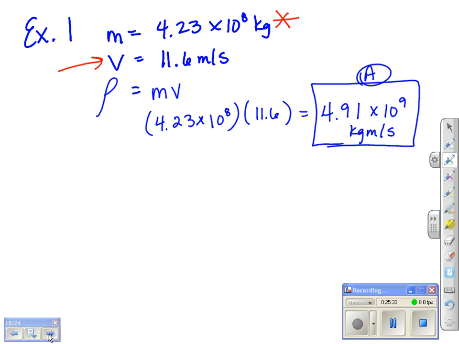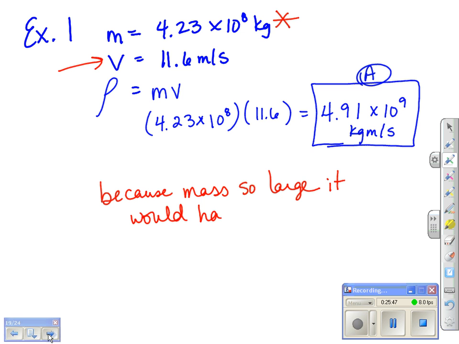All right. So because the mass was so large, it would have been pointless. Might not have been pointless, but it wouldn't have helped a lot. All right. So that would be your answer to B. And that finishes exercise 1. So turn the page on your packet and go to exercise 2.